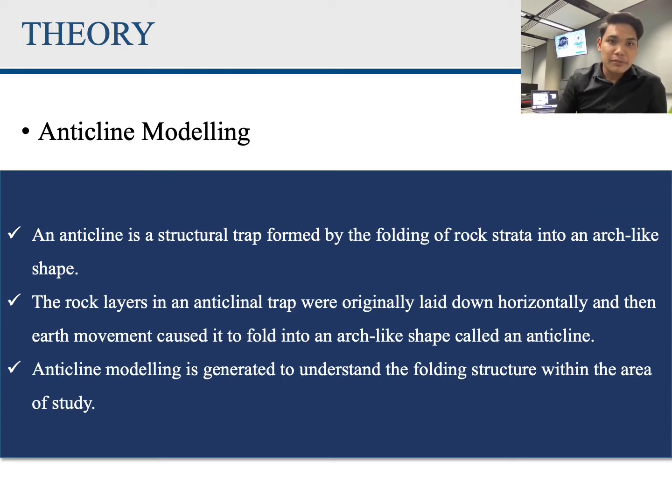As for the anticline modeling, we know that an anticline is a structural trap formed by the folding of strata into an arc-like shape. The rock layers in an anticline trap were originally laid down horizontally, and then earth movement caused them to fold into an arc-like shape called an anticline. In this lab, an anticline model is generated, which allows us to understand the folding structure within the study area for this lab.